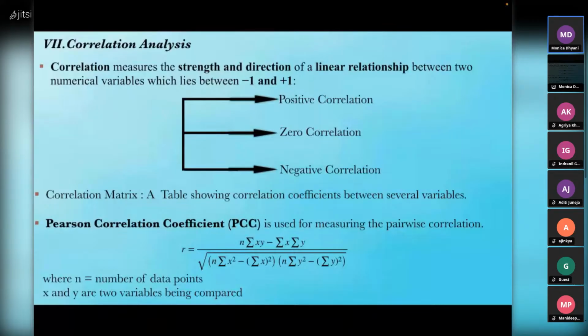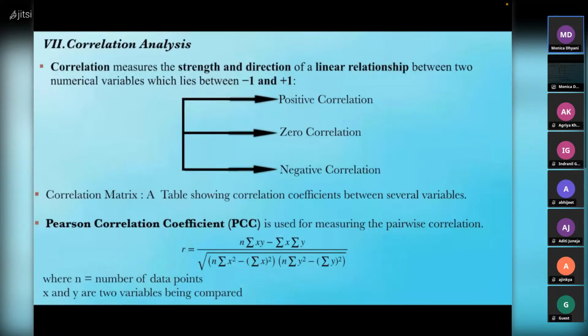So correlation matrices were computed. Correlation measures the strength and direction of a linear relationship between numerical variables, and it lies between -1 and +1. Positive correlation means with an increase in one variable there is an increase in the other. Zero correlation means there is no correlation; they are independent of each other. Negative correlation means with an increase in one there is a decrease in the other variable.